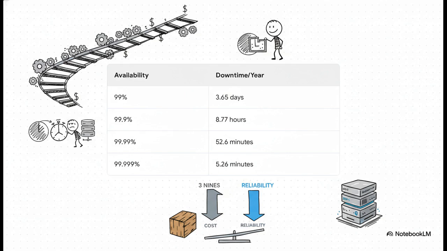The difference between 3 nines, that's 99.9%, and 5 nines is the difference between almost 9 hours of downtime per year versus just a little over 5 minutes. That's a massive operational jump.